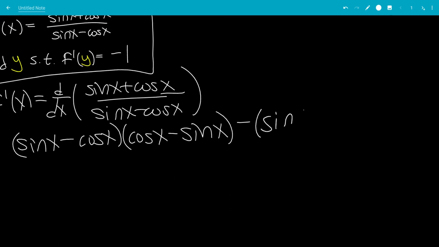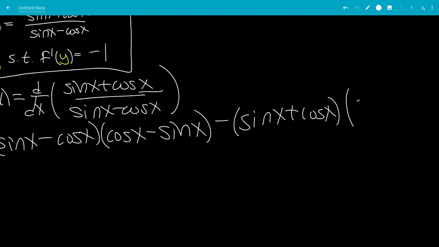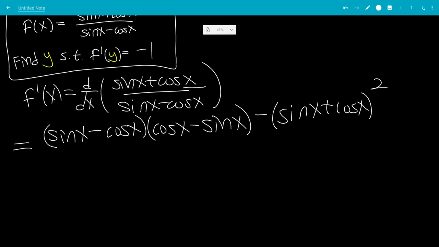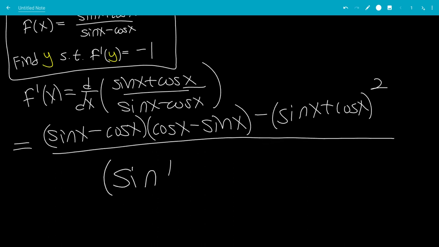So that will be sine x plus cosine x. The derivative of the numerator will be cosine x minus, derivative of cosine x is minus sine x. So this will be cosine x plus sine x times sine x plus cosine x, which is just (sine x plus cosine x) quantity squared. And now it'll be all over the denominator squared.